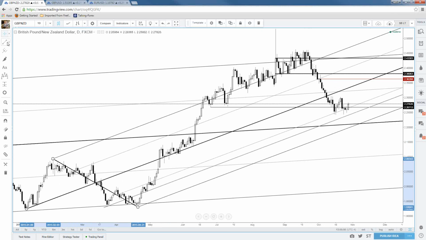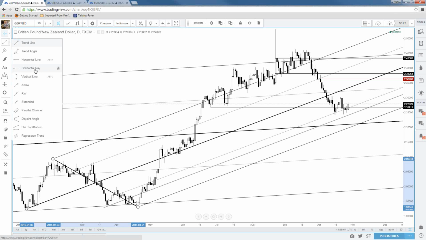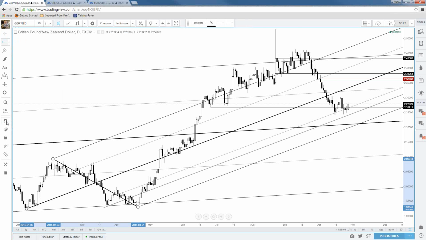Okay, and that would be in line with these former lows over here. So like 233.50 would be an interesting area.